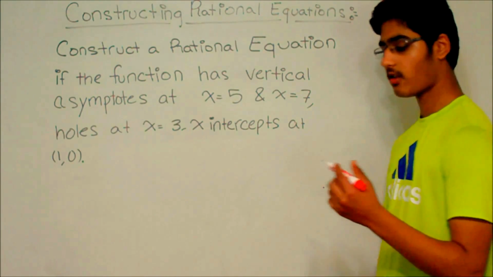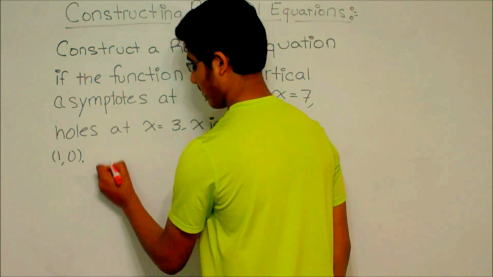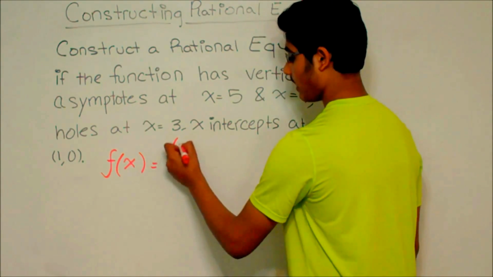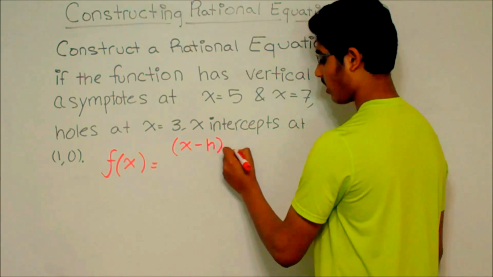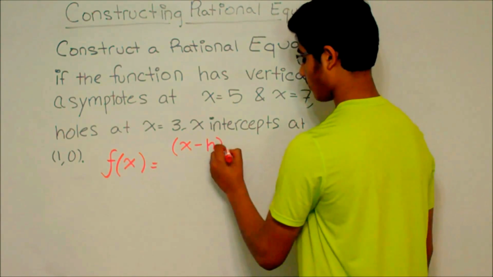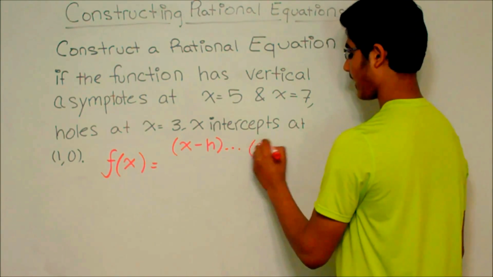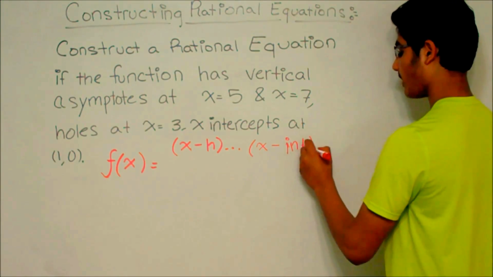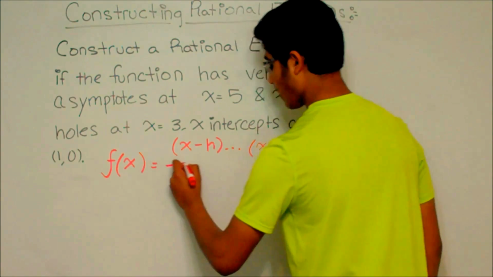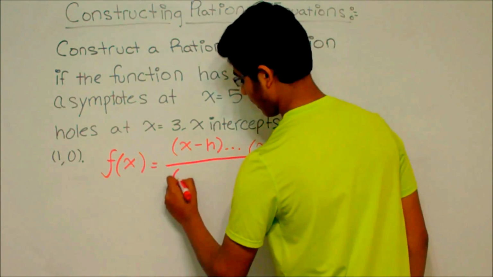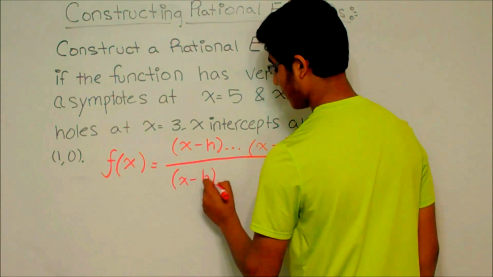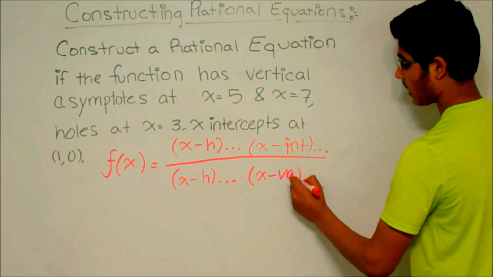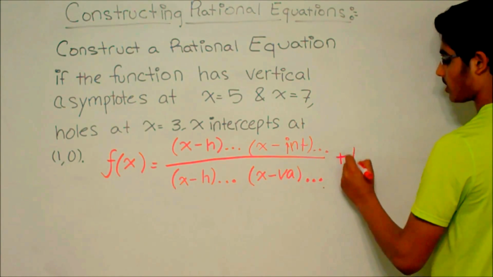So before we get started, let's remember how to write a rational equation. f of x, function of x, is equal to, in the numerator we have x minus the holes, however many there are, times x minus the x-intercept, however many there are, over x minus the holes, however many there are, times x minus the vertical asymptotes, however many there are, plus the horizontal asymptote.